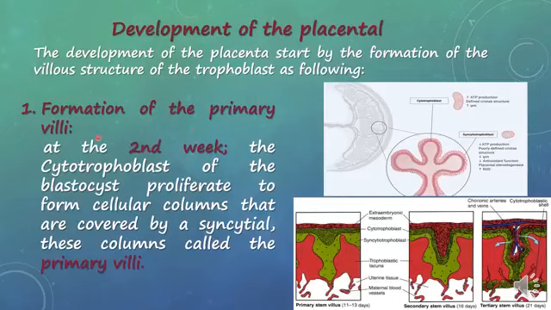The primary villi at the second week. In the second week, the cytotrophoblast of the blastocyst proliferates to form cellular columns that are covered by syncytium. These columns are called the primary villi. Cytotrophoblast covered by the syncytium is called the primary villi.